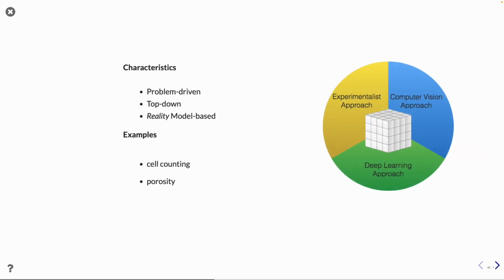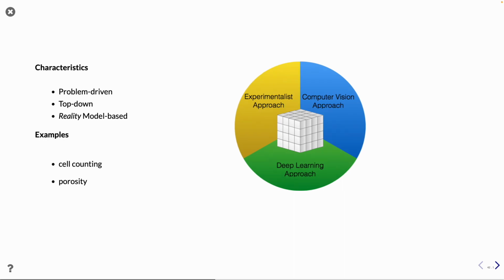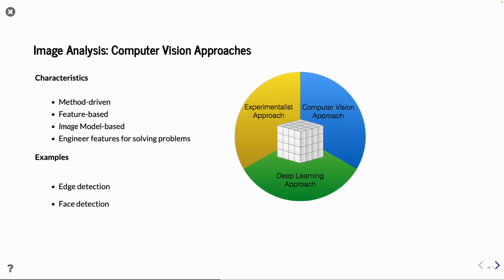First of all, we have the experimentalist, who has the background in the experiment itself and usually does a problem-driven, top-down approach with a reality model-based approach. Examples could be cell counting, porosity, distribution of concentrations, for example.